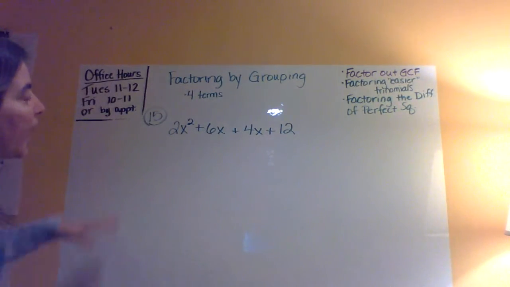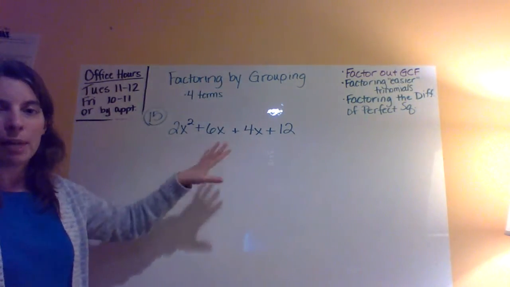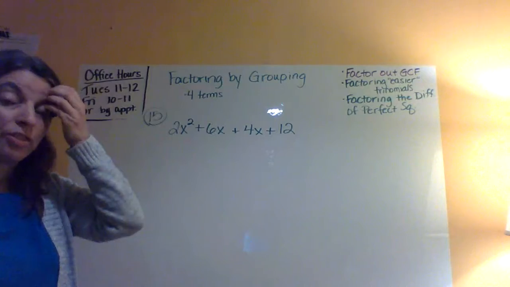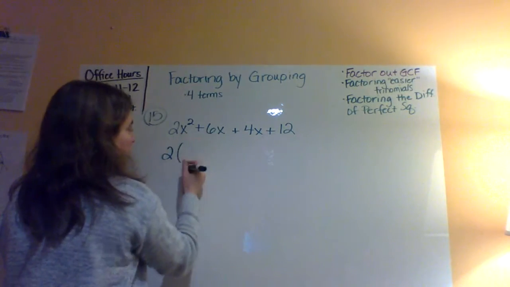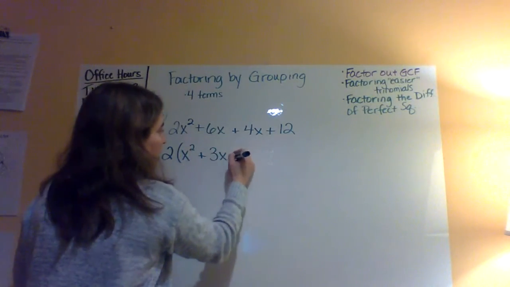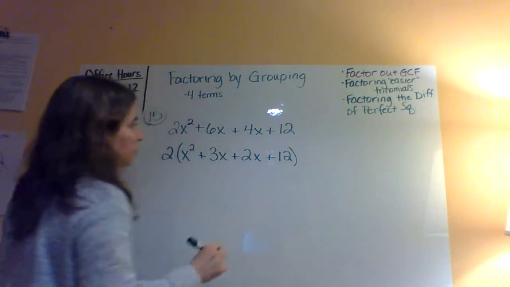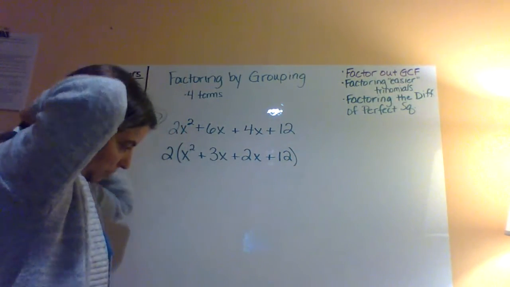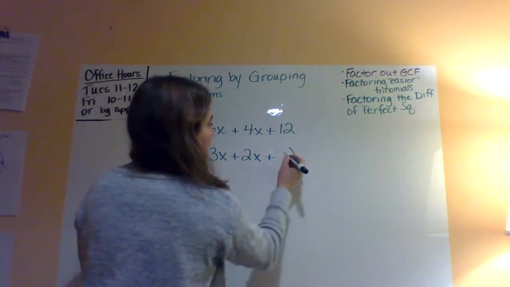Okay, so when I look through here, you might notice that there is a common factor of 2. So let's pull that out. And we're going to have x squared plus 3x plus 2x plus 6, sorry. Forgot to divide that one.